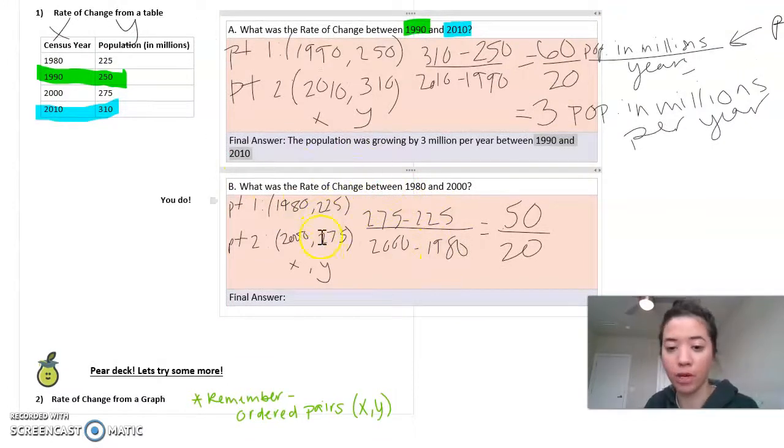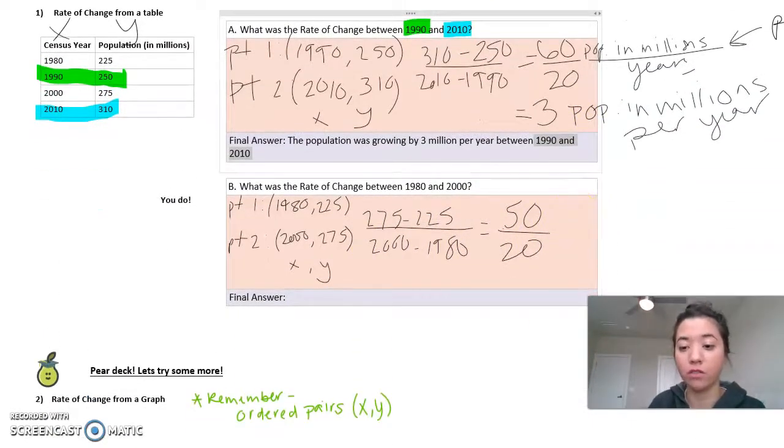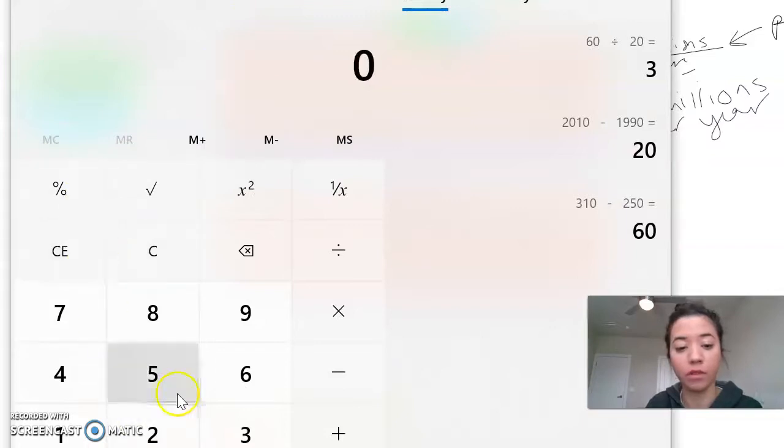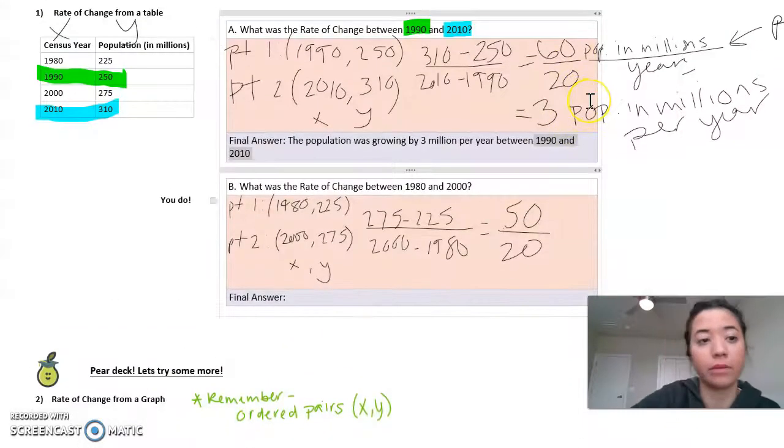Okay, so I already have your points set up here. This is what you should have had when you started this problem. Point 1, point 2, 275 minus 225, we get 50, and then 2000 minus 1980 gives us 20. And then we can actually do that division here. 50 divided by 20, and we get 2.5.